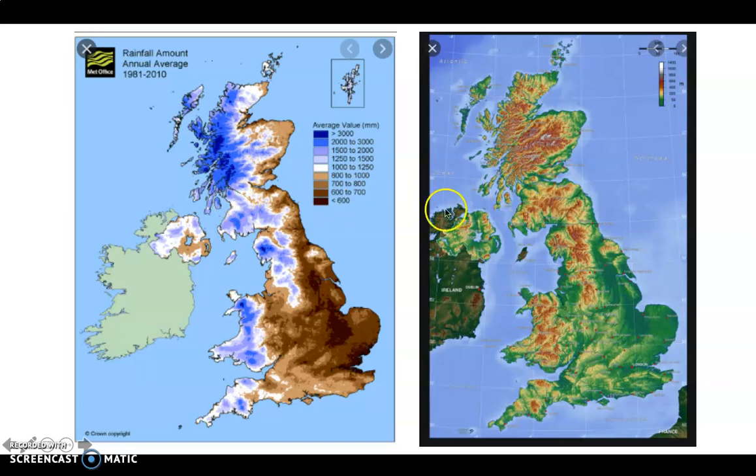If you compare those two maps with each other and overlay them on top of one another, you'll see that the rainfall is directly linked to the relief.